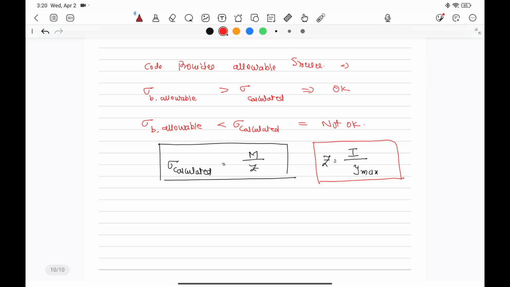And y max is equal to d by 2 for a rectangular cross section, and y max is equal to d by 2 for a circular cross section. And for other cross sections, please try to find out from the regular books. The Z is called the section modulus. For various geometries, section modulus values are given in all the standard books.